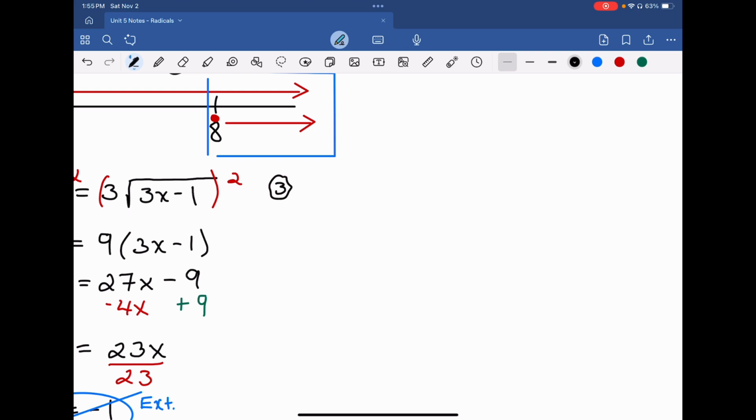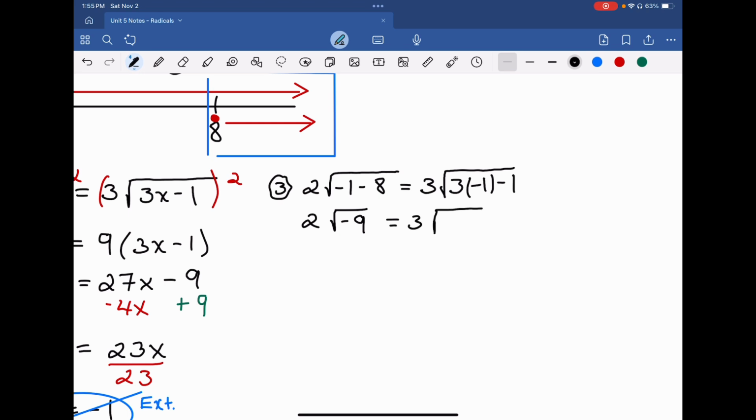It looks like I do. So step number 3, we're going to plug it into those inequalities. It was 2 square root of the x, which is negative 1 minus 8, is equal to 3 times the square root of 3 times negative 1 minus 1. This ends up giving us that 2 square root of negative 9 is equal to 3 square root of 3 times negative 1 is negative 3 minus 1 is negative 4.